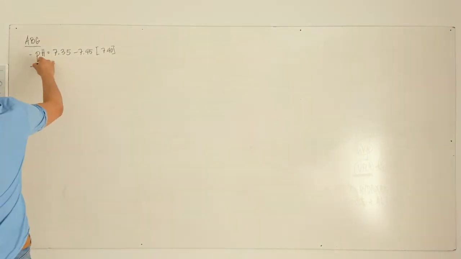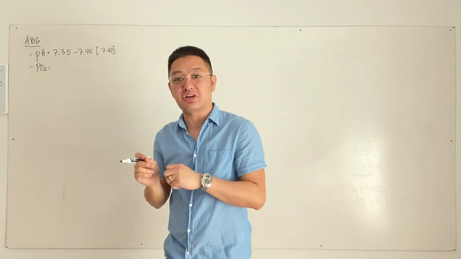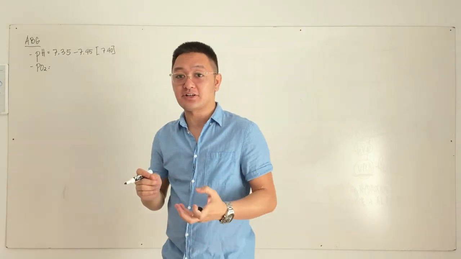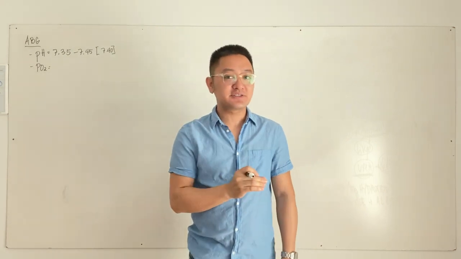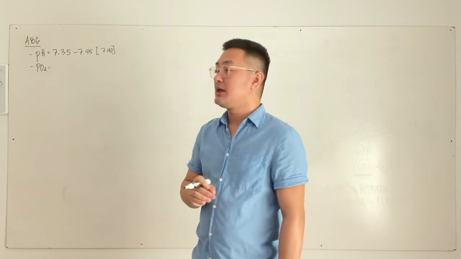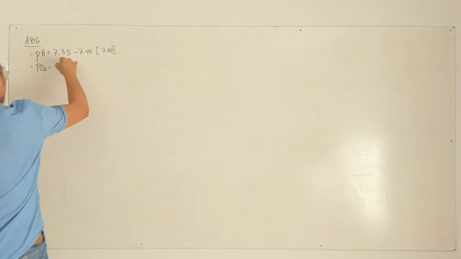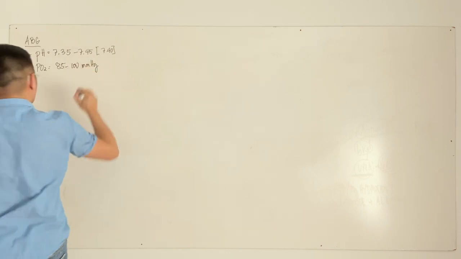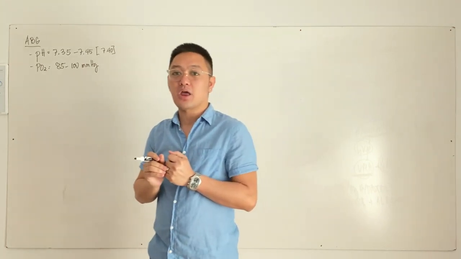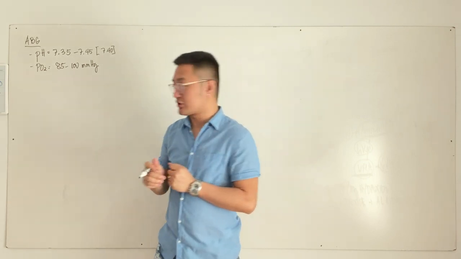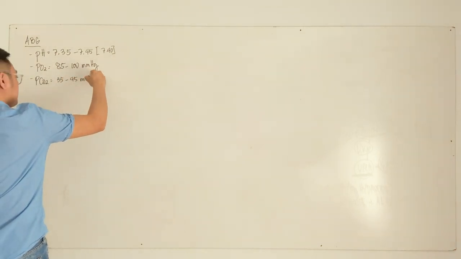Next is your partial oxygen pressure. Please do not confuse yourself with the O2 saturation. In your O2 saturation, we use a pulse oximeter, and the unit used is percentage, correct? In your ABG, we don't use the O2 saturation, we use the partial oxygen pressure, and the unit used here is not percentage, instead it's millimeters of mercury. So the normal partial oxygen pressure ranges from 85 to 100 millimeters of mercury. Next is your partial carbon dioxide pressure. Normal partial carbon dioxide pressure ranges from 35 to 45 millimeters of mercury.